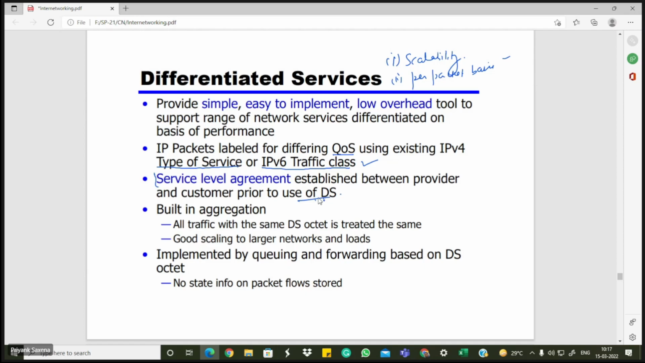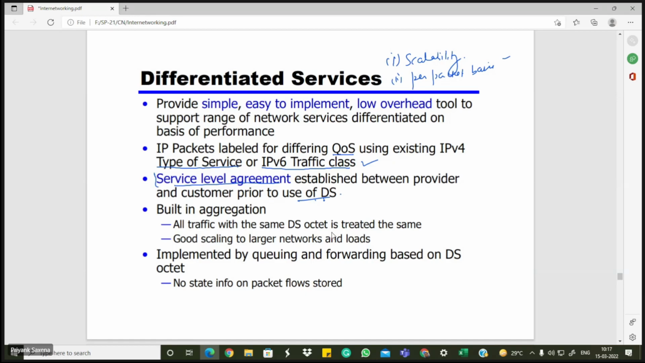Differentiated services assures that everything will be provided, right? The services will be provided in a proper way. But whenever there is a violation of this service level agreement, then it is moved back to a best effort service, right?